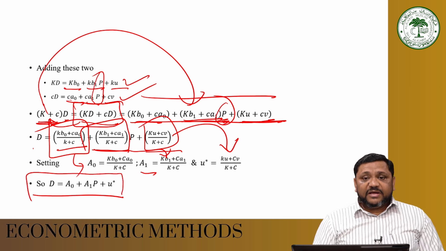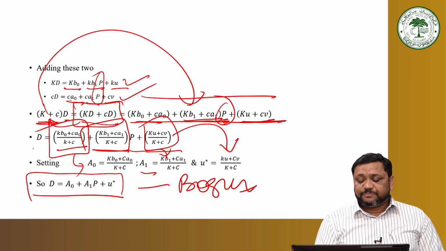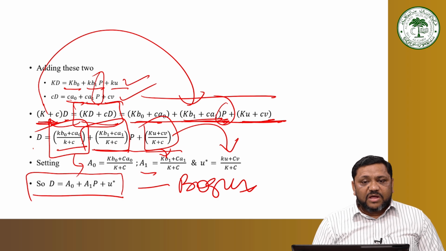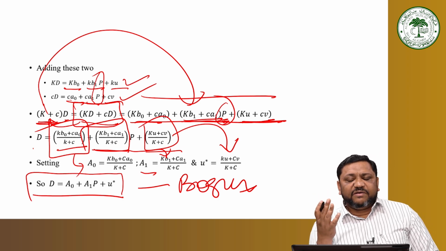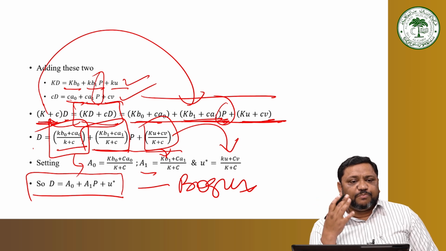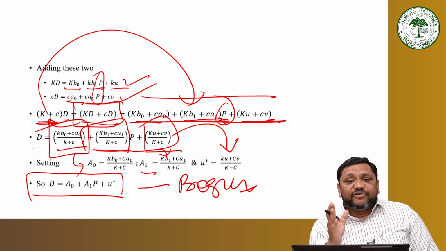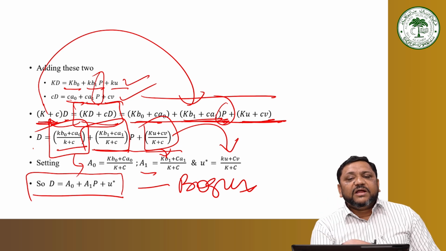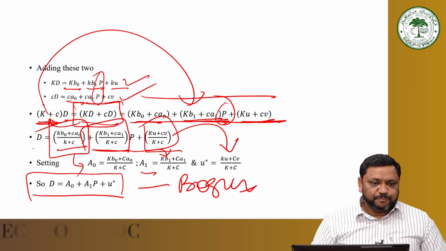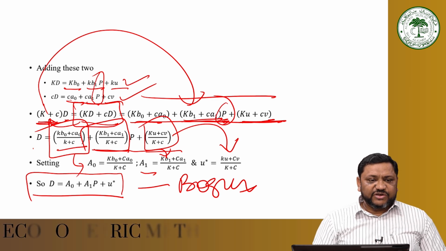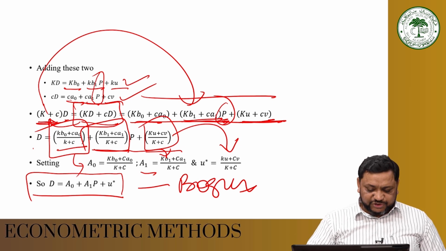This is what we call a bogus equation. Because by algebraic manipulation of the demand function and the supply function, we obtain a bogus equation. What is a bogus equation? An equation which is neither the supply nor the demand function, but just a mixture of both the two. This equation is a mixture of both the supply function and the demand function.